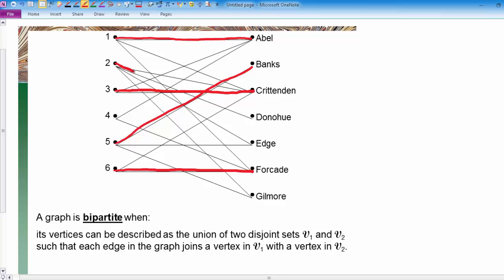Here is one more edge I can select. Now I have a matching with five edges. Question: can I find one more edge? It looks like we're not able to find any more edges because if I, for example, select 4 with A, then A would be incident with two edges, so that wouldn't be a matching. So it looks like I found a matching with five edges, and that looks like the most number of edges I can find.